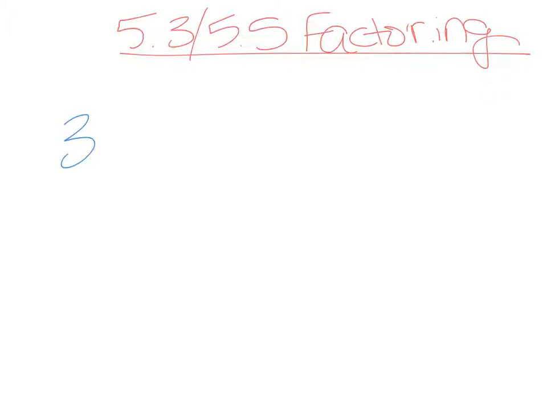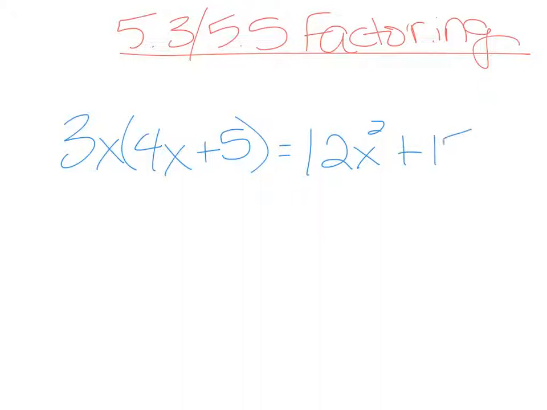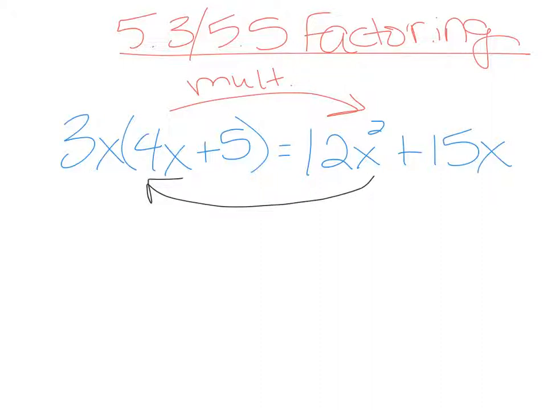So we have been doing problems such as 3x times the quantity 4x plus 5, and we would distribute the 3x, and we would get 12x squared plus 15x, right? We've been doing that for a long time now. So this is multiplying, nothing new. If I wanted to go the opposite direction, if I wanted to take an expression that looked like 12x squared plus 15x and turn it into something that looks like 3x times the quantity 4x plus 5, this is where factoring comes into play.